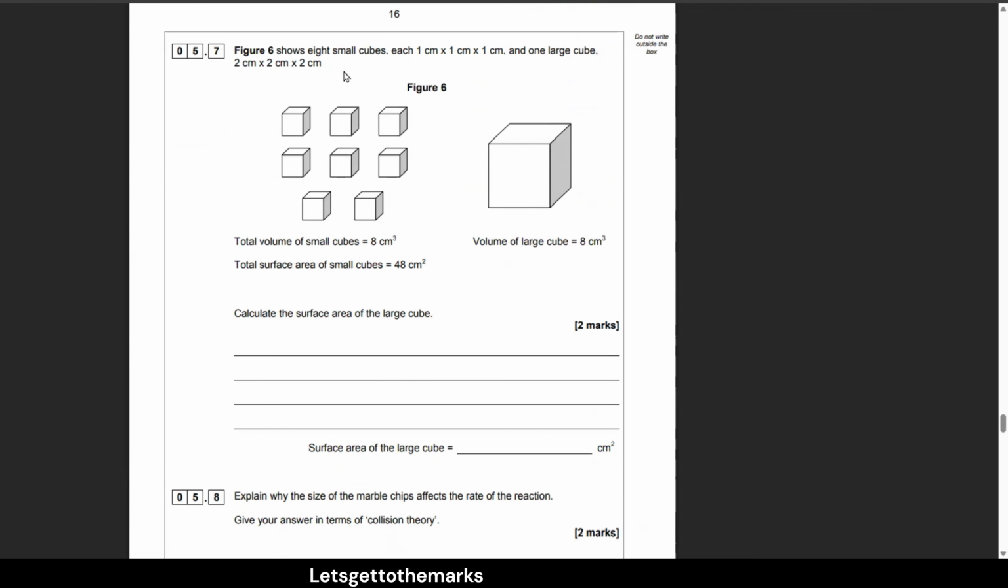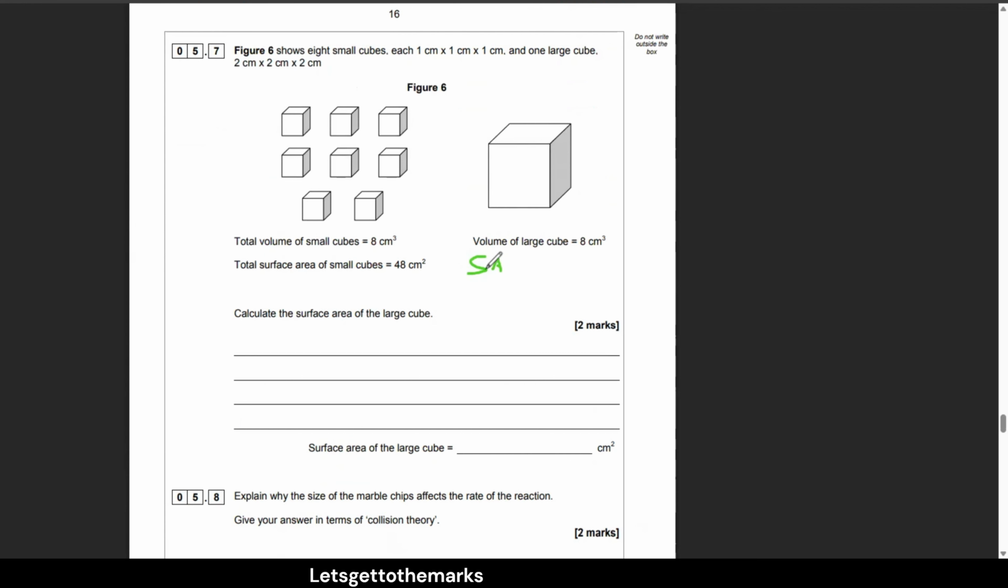Figure 6 shows 8 small cubes, each 1 centimeter by 1 centimeter by 1 centimeter, and one large cube, 2 by 2 by 2. There's the 2 by 2 by 2. Calculate the surface area of the large cube. That's kind of easy, isn't it? So the volume of the large cube is 8. What is the surface area? See, they've got the surface area.